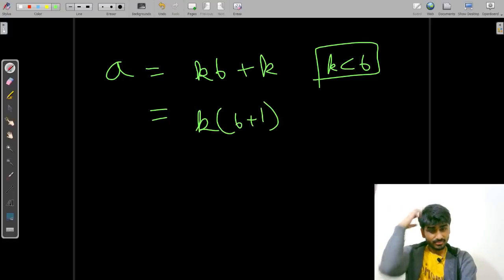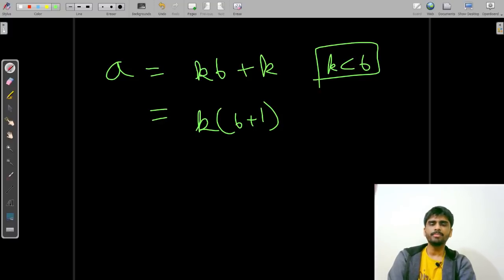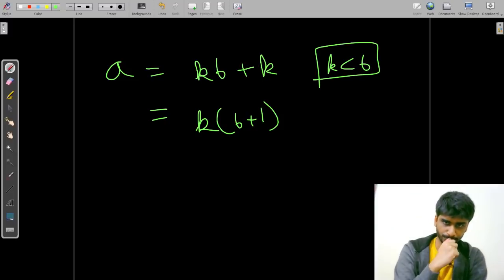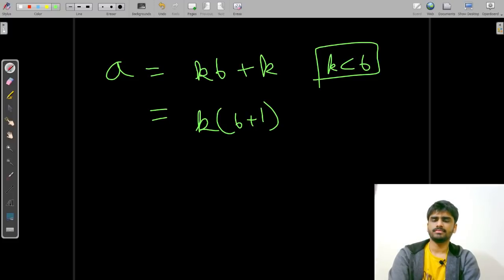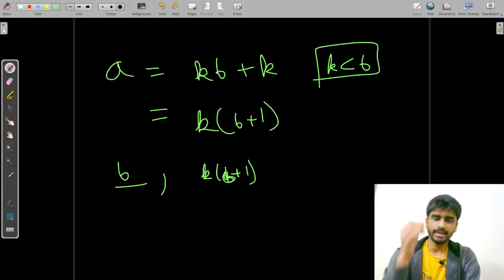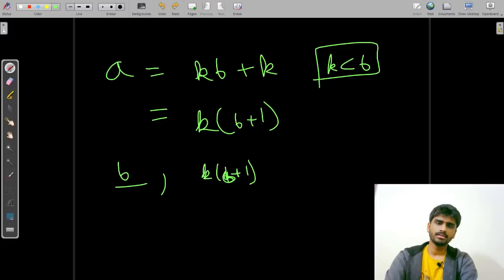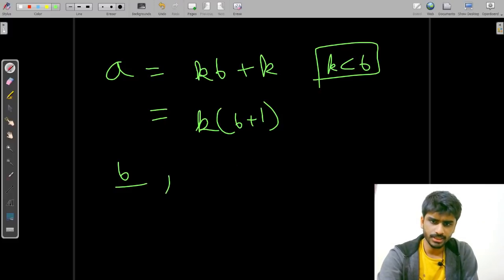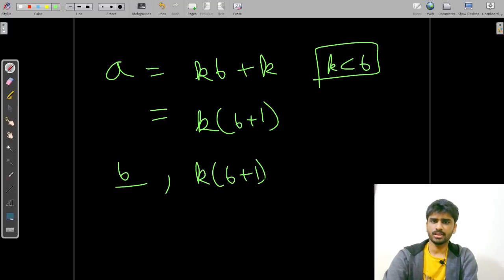Okay, so when we choose a b, we want a to be in this range. Let's say we choose b, and from that we can get a by doing k into b plus 1. If we have already decided b, we can get a this way. Maybe this won't work for b equals 1. No, it would. You only get 0, but 0 is not in the range, so that's fine. So if you choose b, k into b plus 1 is the thing you want, and k should be smaller than b.